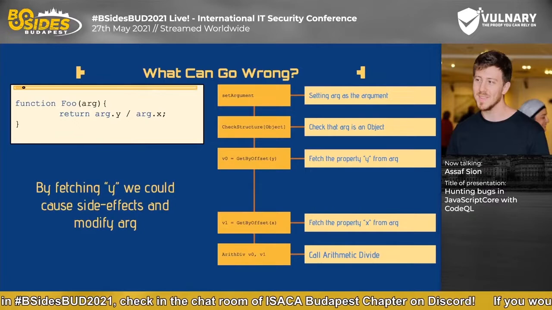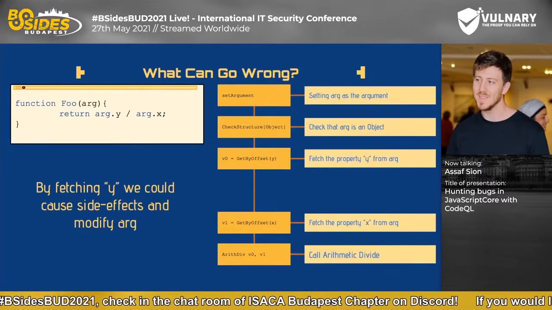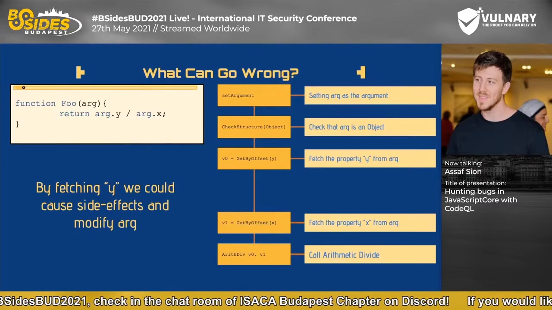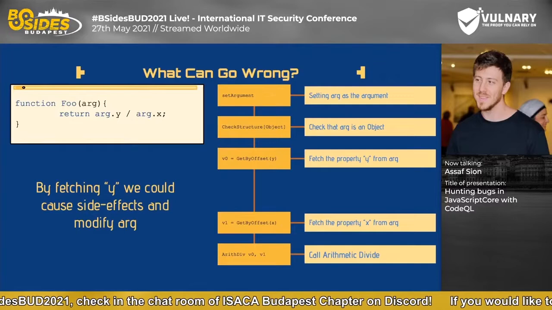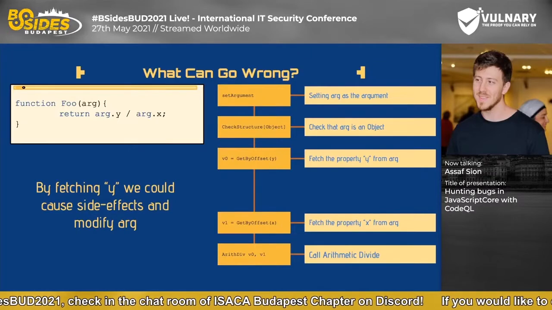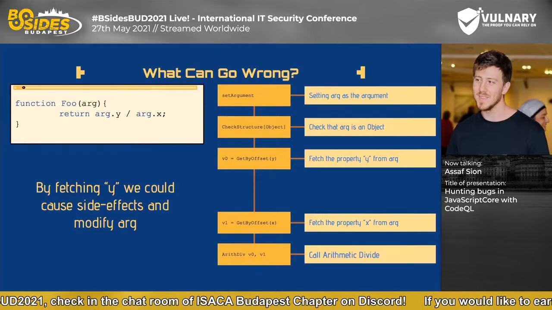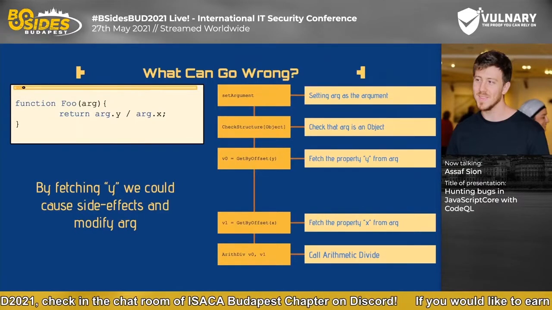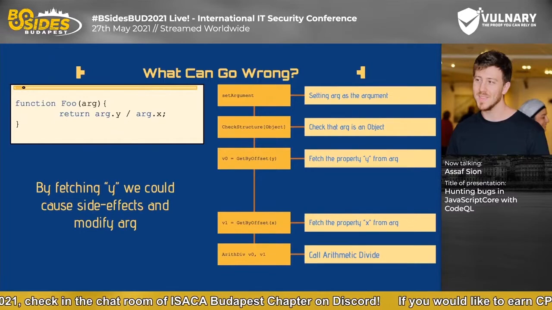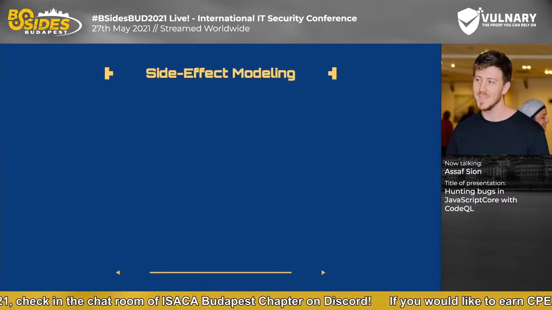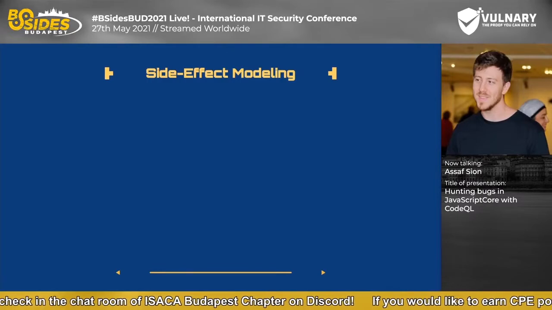If by fetching y, which could cause side effects, an attacker can change the value of arg and change it from object to a different type, then JavaScriptCore will think that arg is an object because we removed that check, even though it is not an object. This could lead to type confusion bugs, which could help an attacker achieve remote code execution. We know that removing necessary checks can allow an attacker to achieve remote code execution.